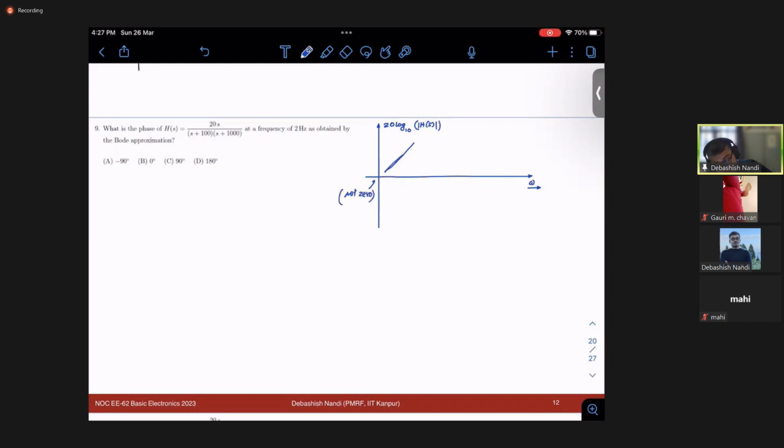So you have a zero at s equal to zero. Let's write down the zeros. Your z1 is at zero. And what are the poles? Your poles are P1 at 100, P2 at 1000. Your zero contributes plus 20 dB per decade slope, and the poles will contribute minus 20 dB per decade slope, right?